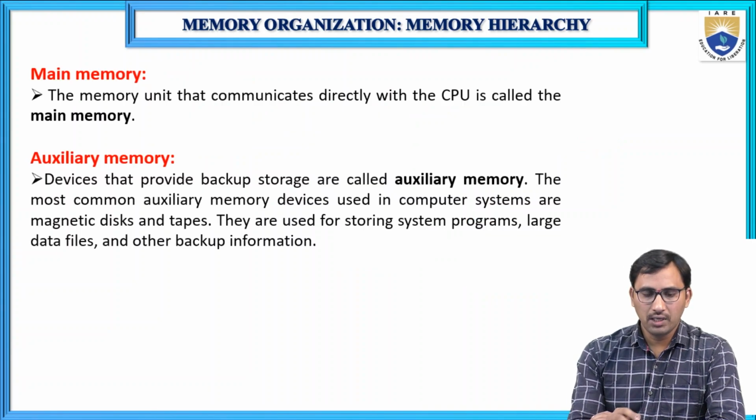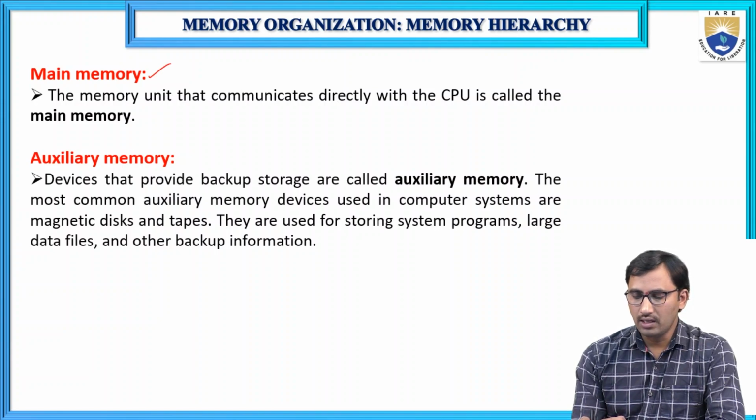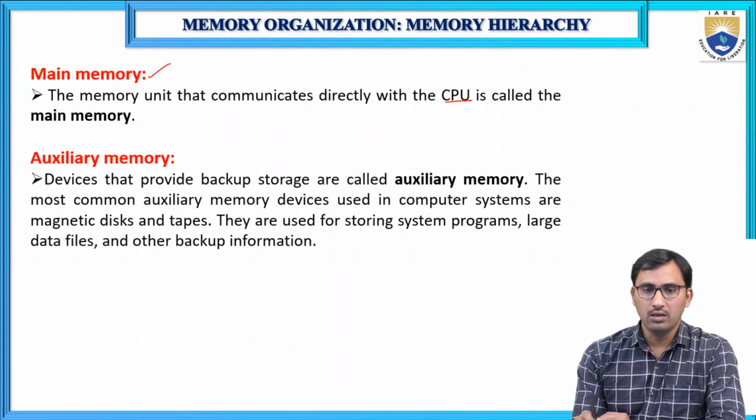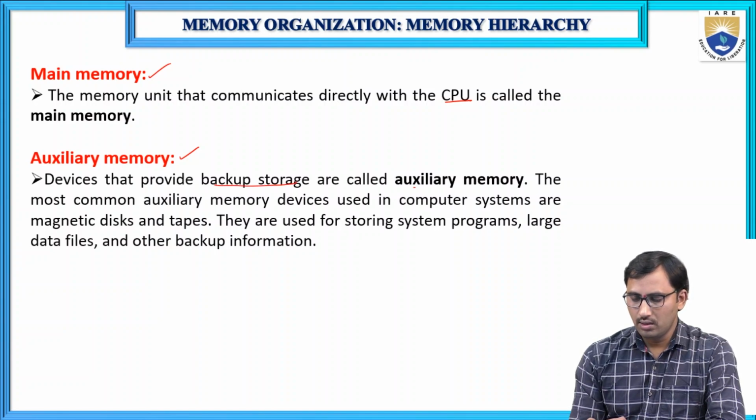And the definition of the main memory. Main memory is the memory unit that communicates directly with the CPU, and it is called main memory. Coming to the auxiliary memory, auxiliary memories are the secondary memories, or we can also call them backup storage devices. So devices that provide backup storage are called auxiliary memory.